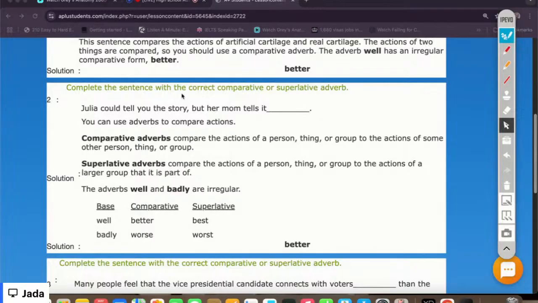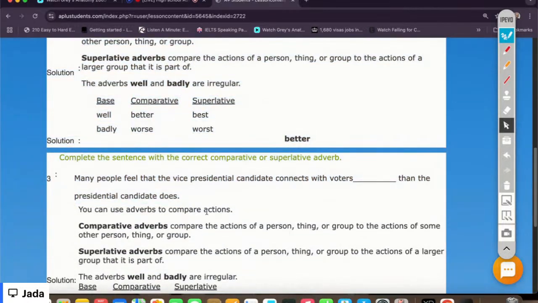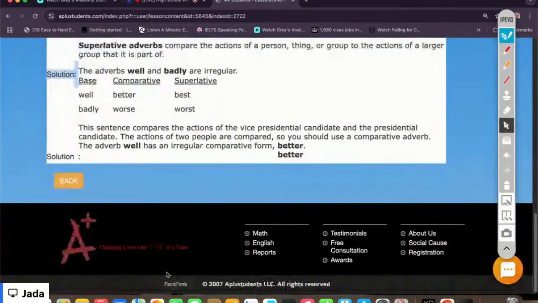So we have Julia could tell you the story, but her mom tells it what? So this is between Julia and her mom, so her mom tells it better, right? Many people feel that the vice presidential candidate connects with voters dash than the presidential candidate does. Better again. Okay?